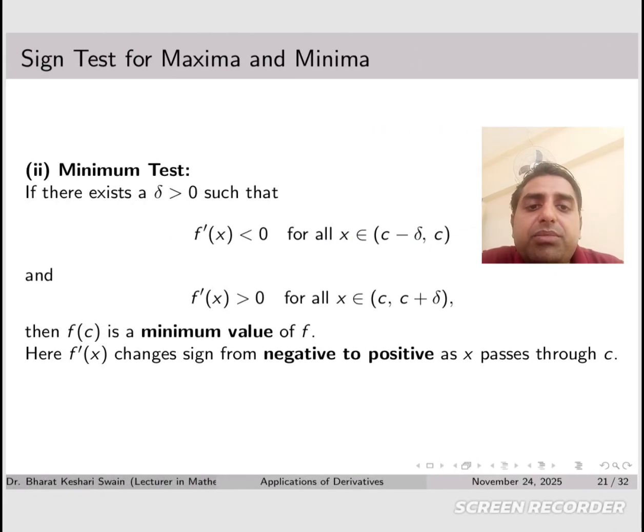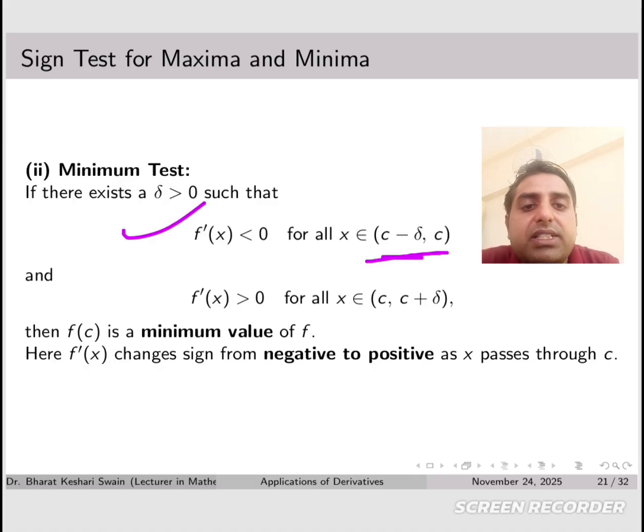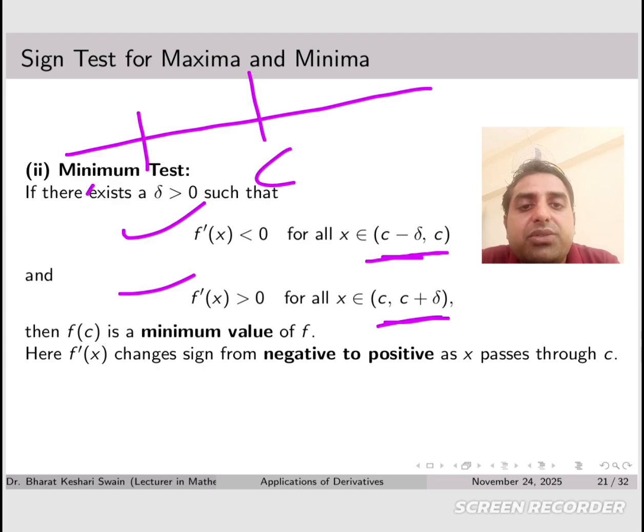Then for minimum, it will be just the opposite. Minimum means to the left hand side of C, that means from C minus delta to C, in this interval f dash x is less than 0, and for C to C plus delta, that means towards the right hand side of C, it is greater than 0. Firstly, this is your C minus delta, this is your C, this is your C plus delta. So for C minus delta to C, it will be less than 0. That means it is decreasing.